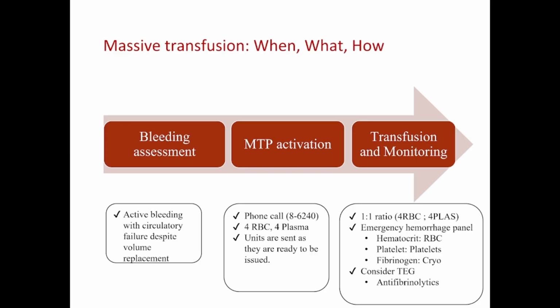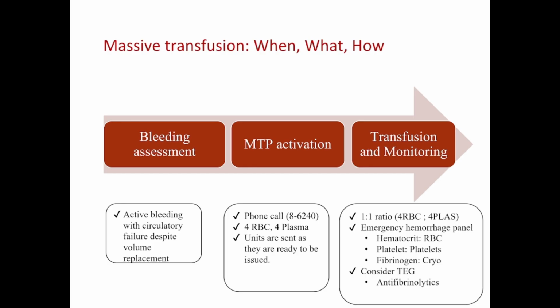In massive transfusion, the goal is to provide blood products to the patient with active bleeding who has circulatory failure. For MTP activation, please call the blood bank and order 4 units of red cells and 4 units of plasma. These units will be sent as soon as they are ready to be issued, and we have a 1-to-1 ratio here of 4 red cells to 4 plasma.